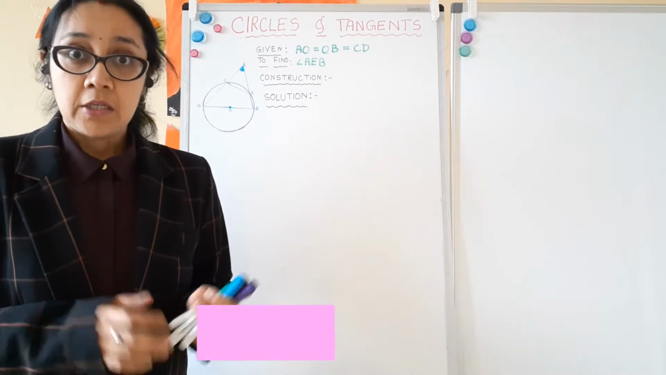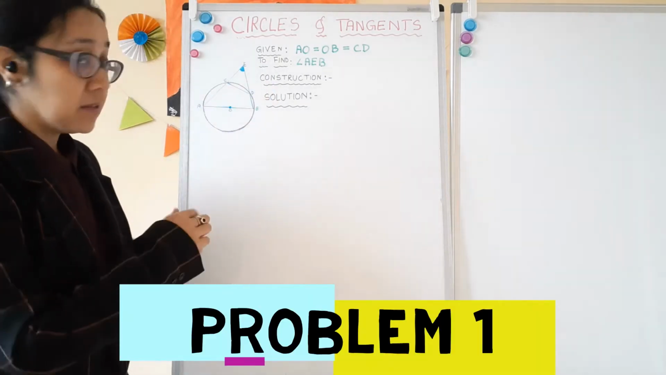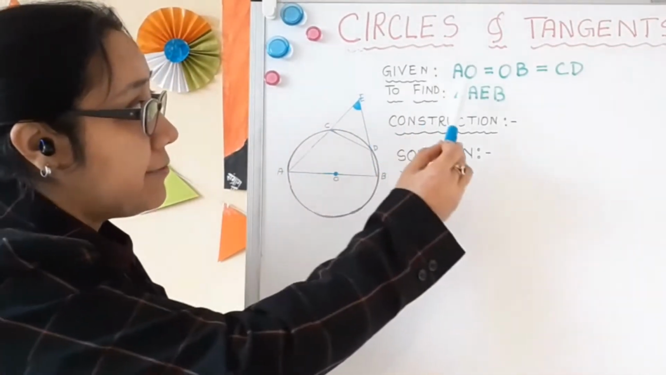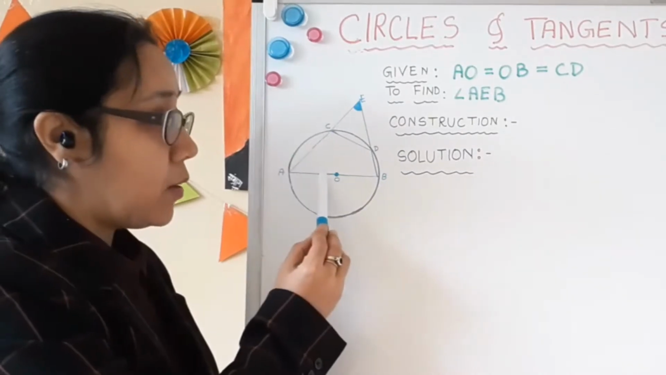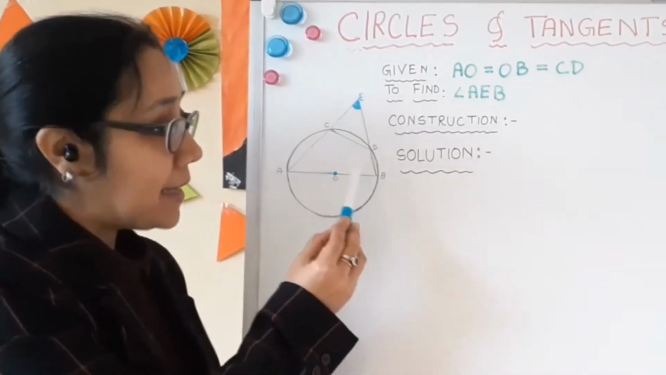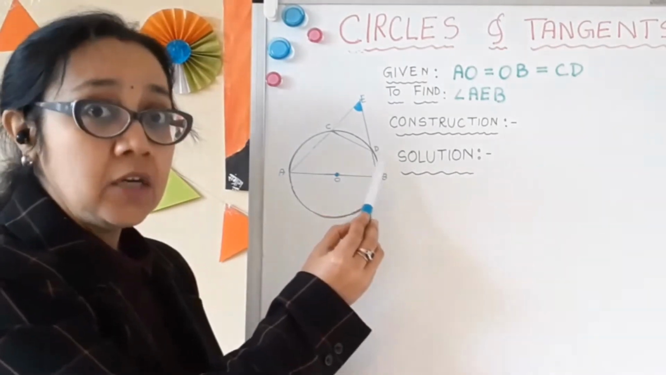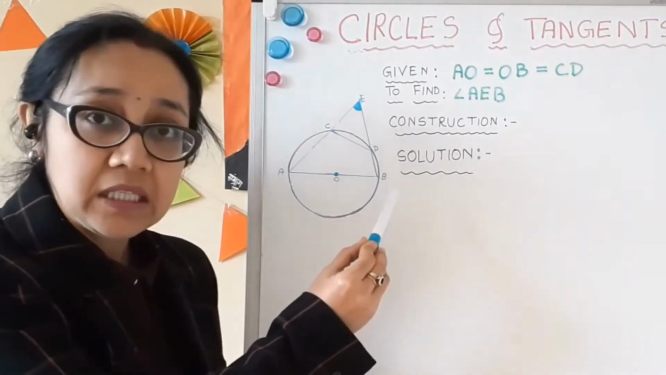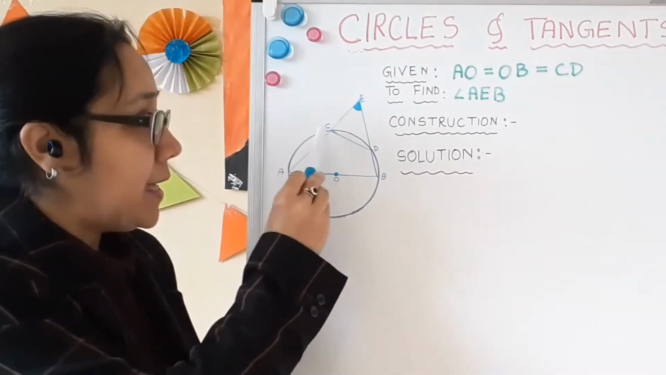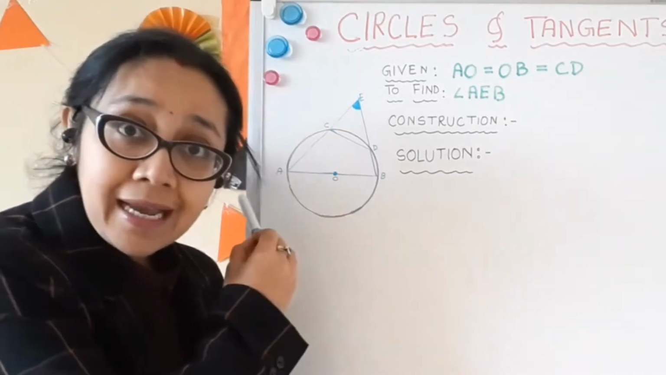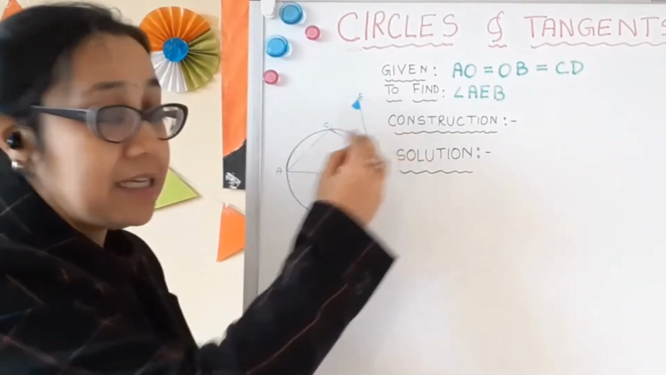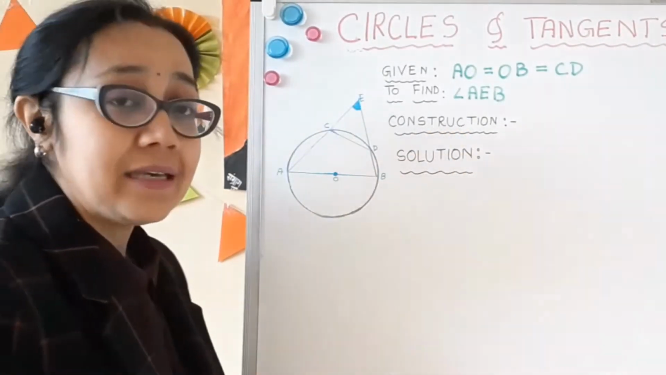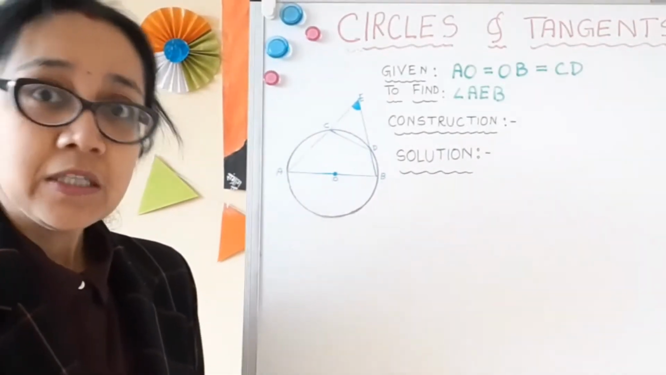So let's proceed. Our first question is, this is a circle and AB is the diameter of the circle, and it's given that O is the center, so AO is equal to OB is the radius, and also there is a chord CD which is equal to the length of the radius. So it's given that AO is equal to OB is equal to CD. You are joining AC and DB and extending these two lines which meet each other at point E, and you have to find the angle AEB. That's your objective.